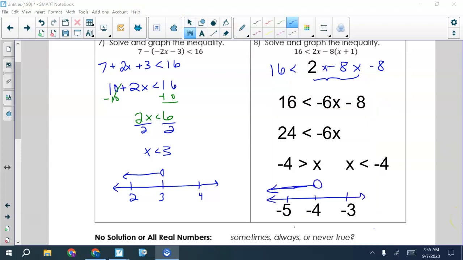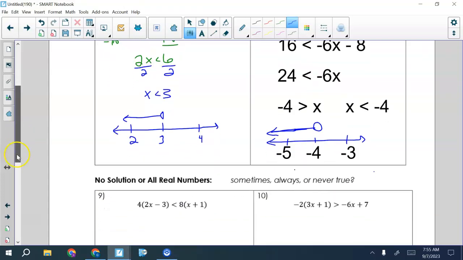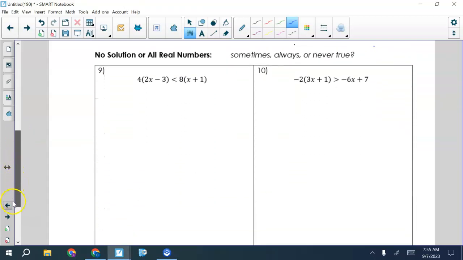All right, so there's the graph then. Let's take a look at the last two, which have no solutions or all real numbers as solutions. And then you can also again say if it's sometimes true, always true, or never true. So go ahead and get started on solving those two out.